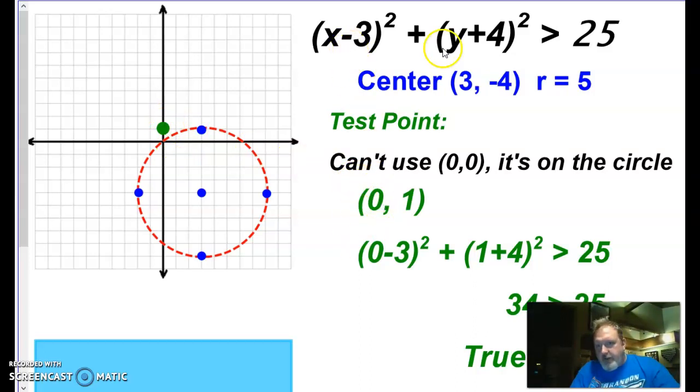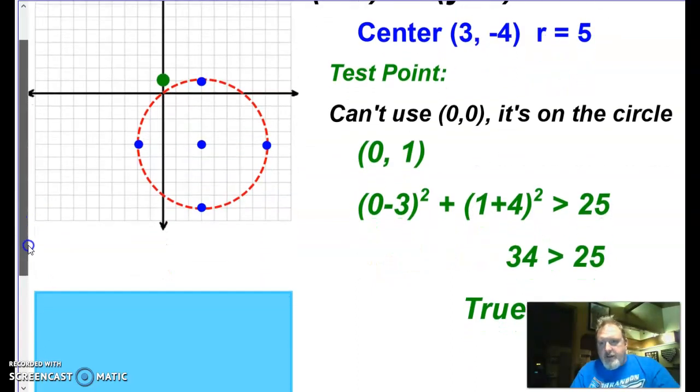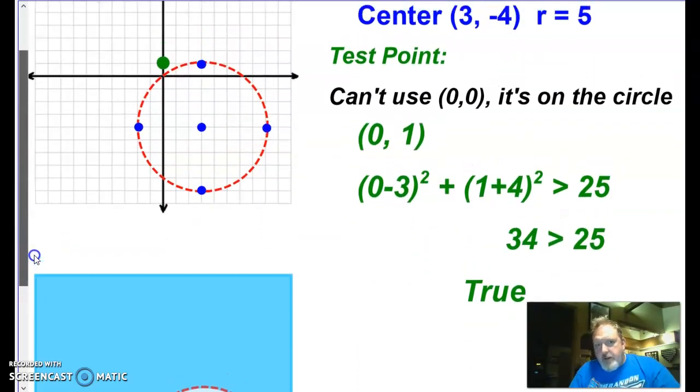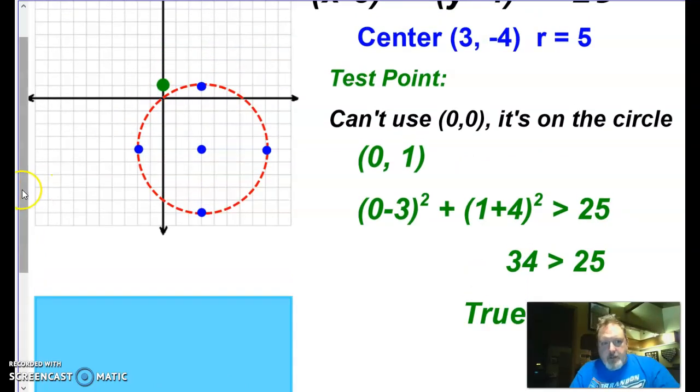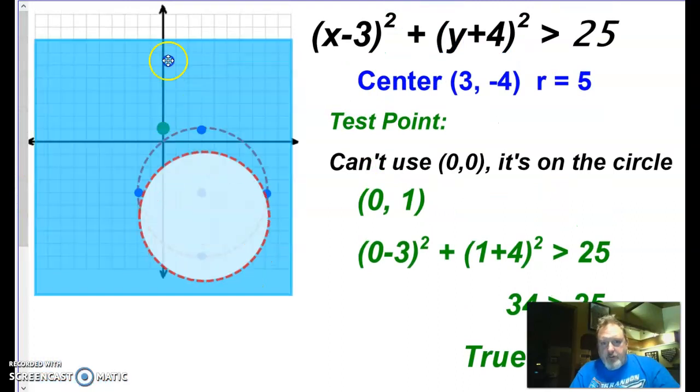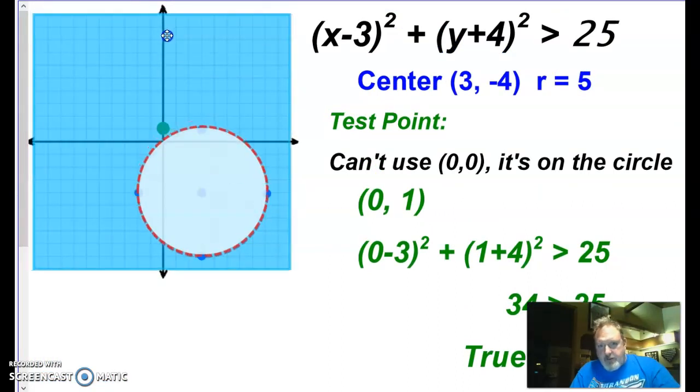So 0 for x, 1 for y. And what we find out when we do that is we get 34 greater than 25. That's true, so we're going to shade towards this point. So it winds up being the area outside of the circle. I kind of cheated and created this ahead of time, but this blue area outside the circle is actually our shaded region, and everything inside the circle is not going to work.